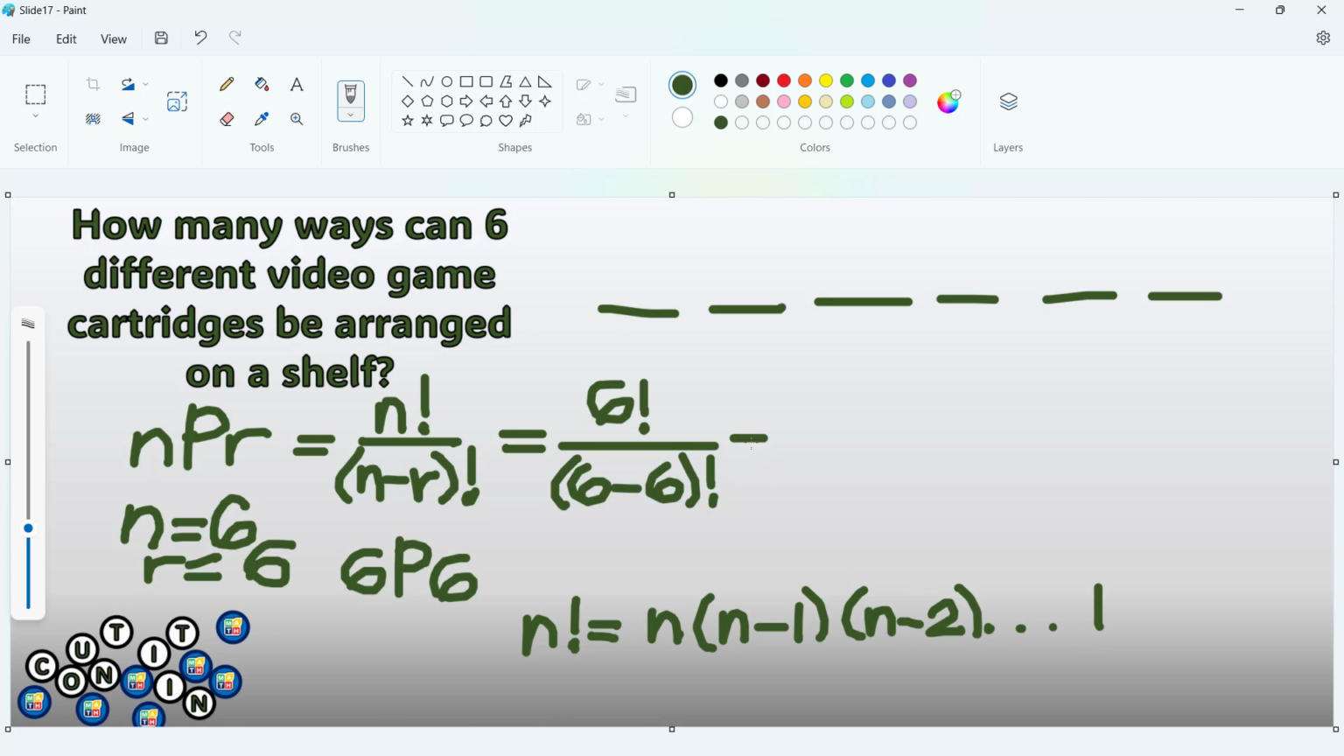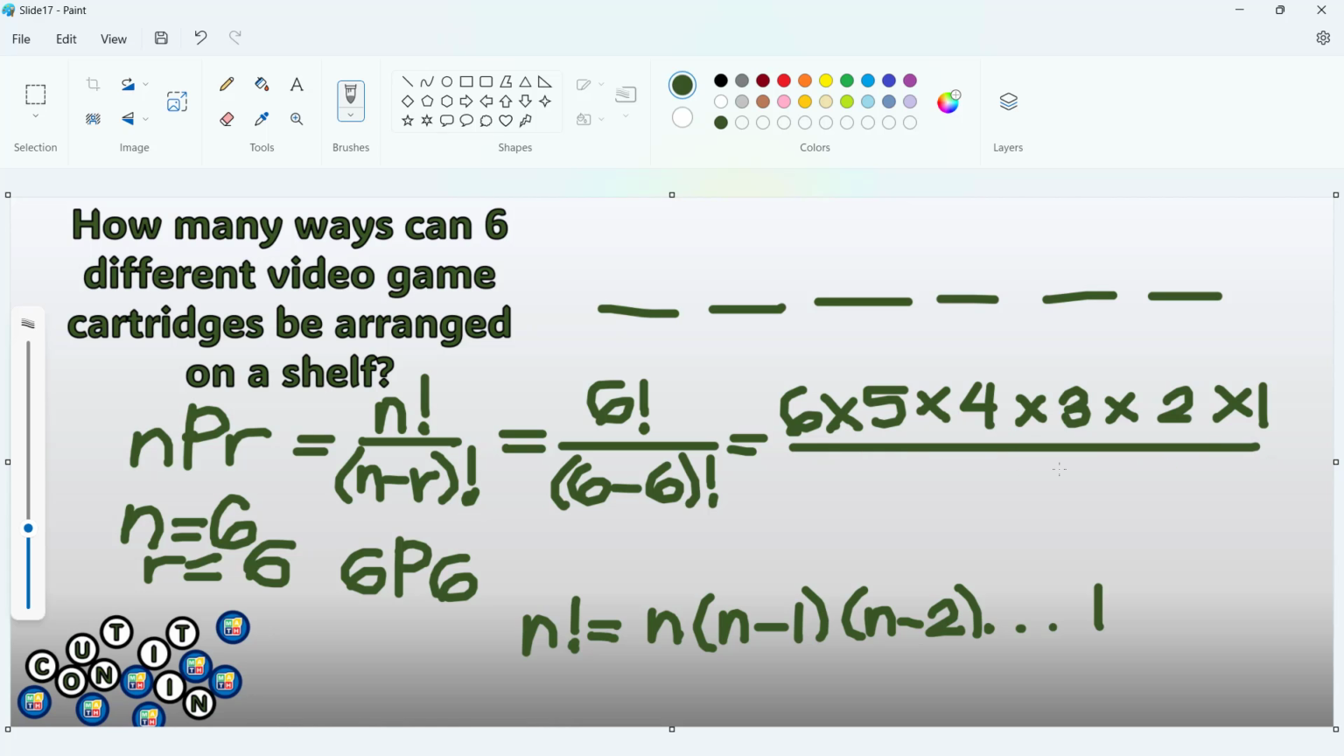In short, for our 6 factorial here, that's actually 6 times 5 in descending order times 4 times 3 times 2 and then times 1. So we are multiplying all of these integers because we're talking about factorial. Then our denominator is in this manner. 6 minus 6 is 0 factorial. Okay. What is the value of 0 factorial? Is it equal to 0 itself?